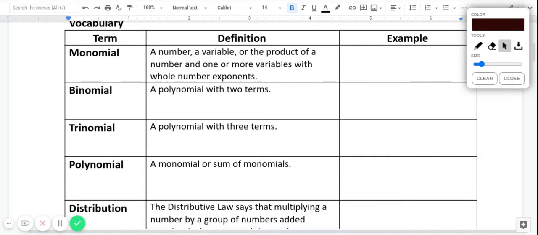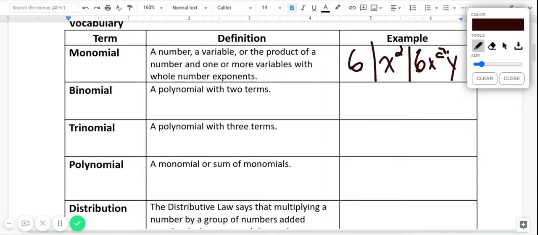And we're going to cover some vocab that we covered in the last section as well, just to keep this all fresh in your brain, so that you're familiar with the vocab that we're going to be using. So remember that a monomial is a number, a variable, or the product of a number and one or more variables with whole number exponents. So for example, 6 is a monomial. For example, x squared is a monomial. For example, 6x squared y is a monomial. All one term, not adding or subtracting anything, all being multiplied.